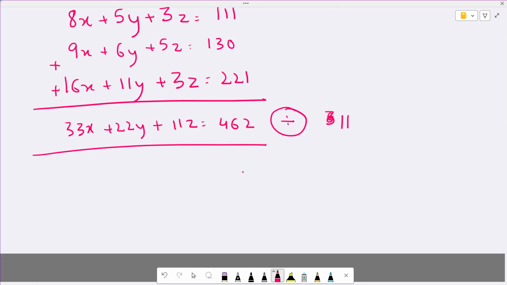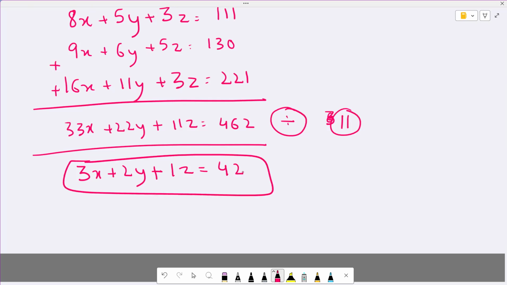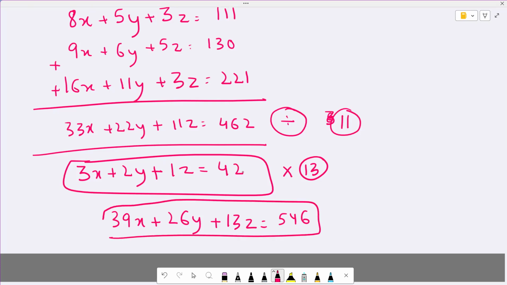Yeah, if we divide this by 11, which is a greater number, we get 3x plus 2y plus 1z, which will be equal to 42. So we get this equation. Now, if we multiply this whole equation by 13, we get 39x plus 26y plus 13z, which is equal to 546. So this is the particular answer.